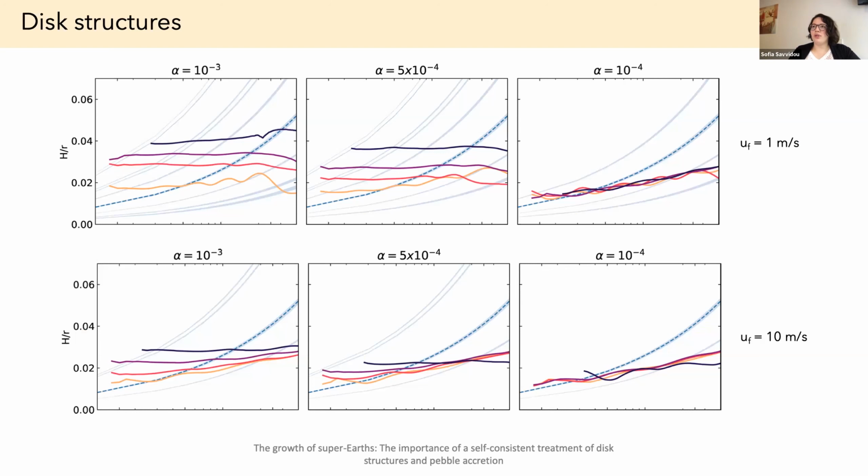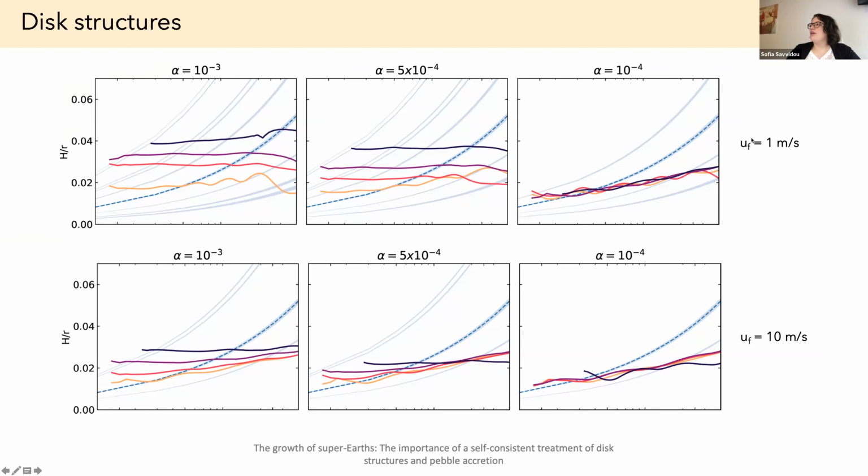So I will start now with the results. We have run several different models where we test different alpha values. Alpha is the viscosity parameter that I talked about previously. We test three different values for alpha, and we also test two different fragmentation velocities. These velocities are the maximum velocity that two dust particles, or two pebbles to make it easier, can have before they fragment when they collide instead of creating something bigger.